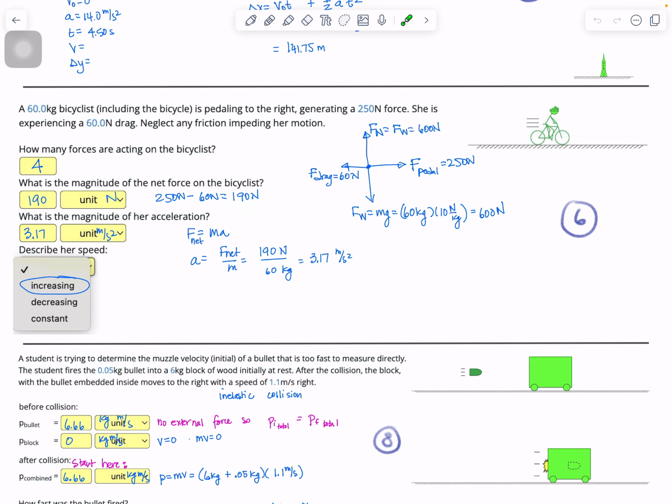190 newtons. And then for her acceleration, I'm going to use Newton's second law, which is F net is equal to ma. I know my F net is 190 newtons, my mass is 60 kilograms, and so I divide those and I get 3.17. And because my forward force, the direction I'm moving, is bigger than my backward force, that means her speed is increasing.